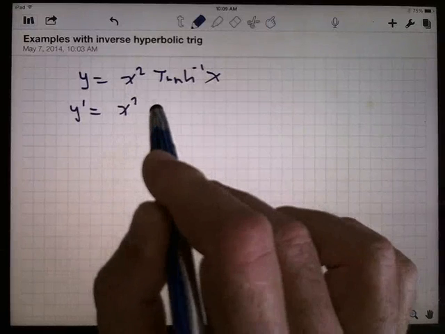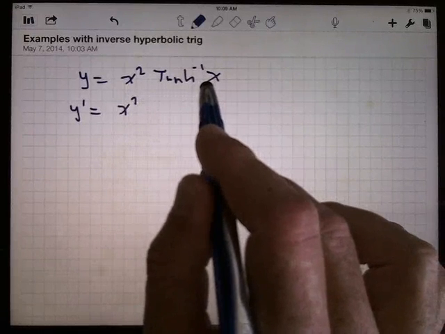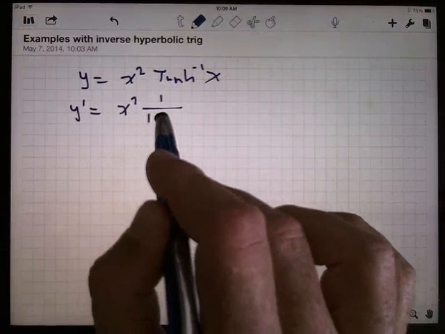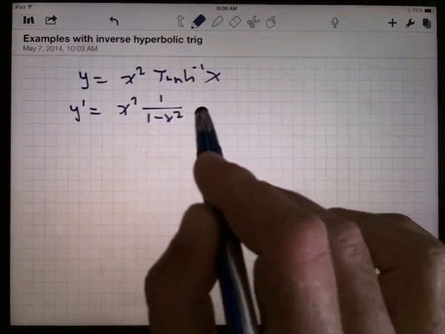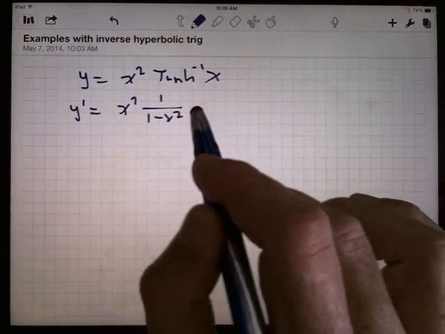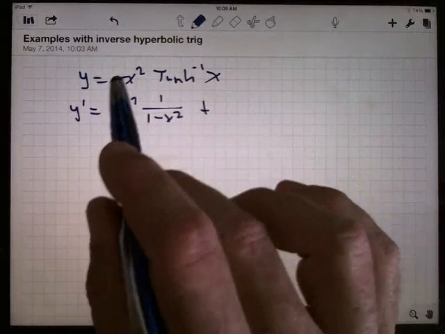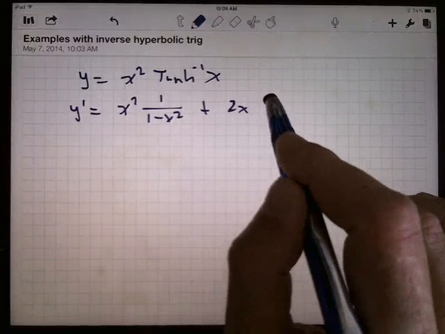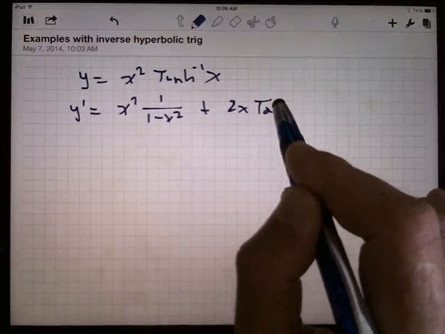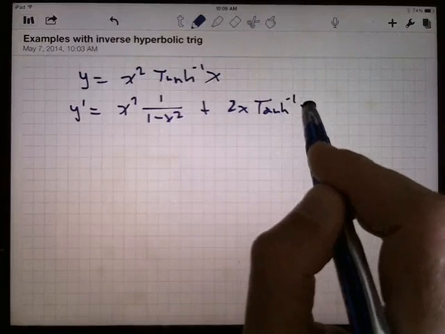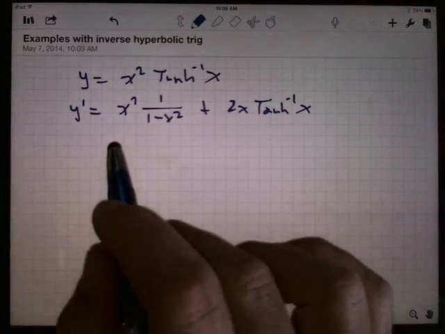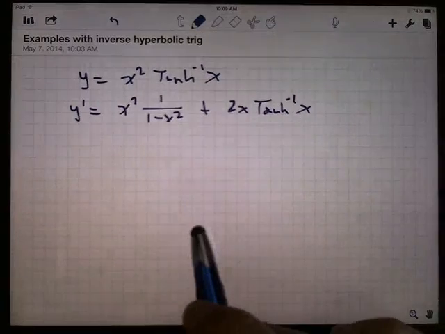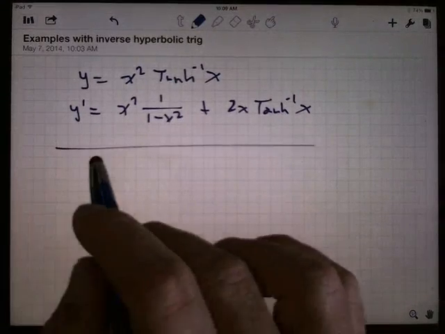I need the x squared times the derivative of the inverse hyperbolic tangent, and the derivative of the inverse hyperbolic tangent is 1 over 1 minus x squared. So that was the first times the derivative of the second, plus the second times the derivative of the first. Well, the derivative of the first is 2x, and then times the inverse hyperbolic tangent. This could be written a little differently with the x on the top there, but essentially that's that.